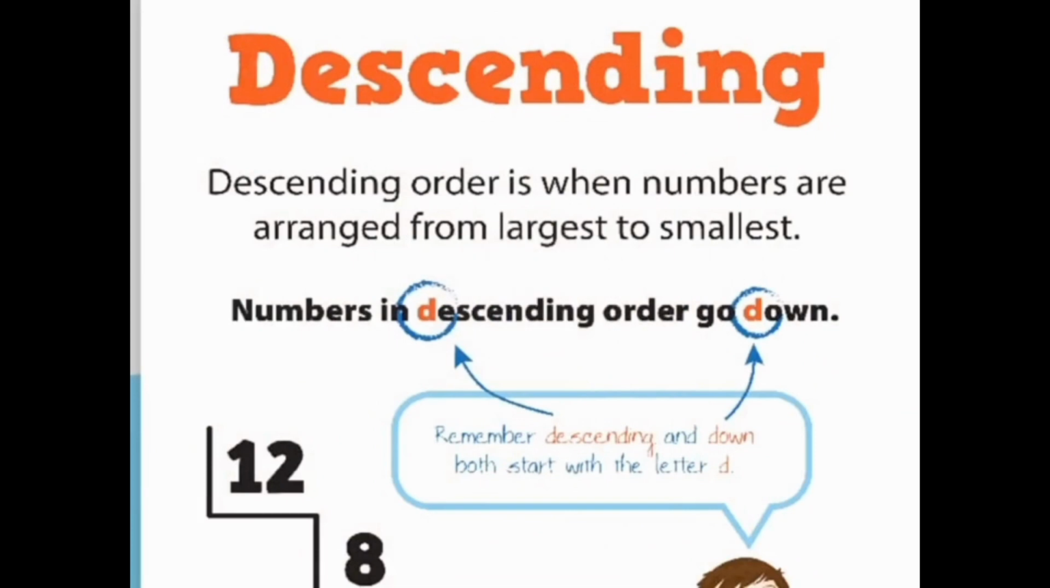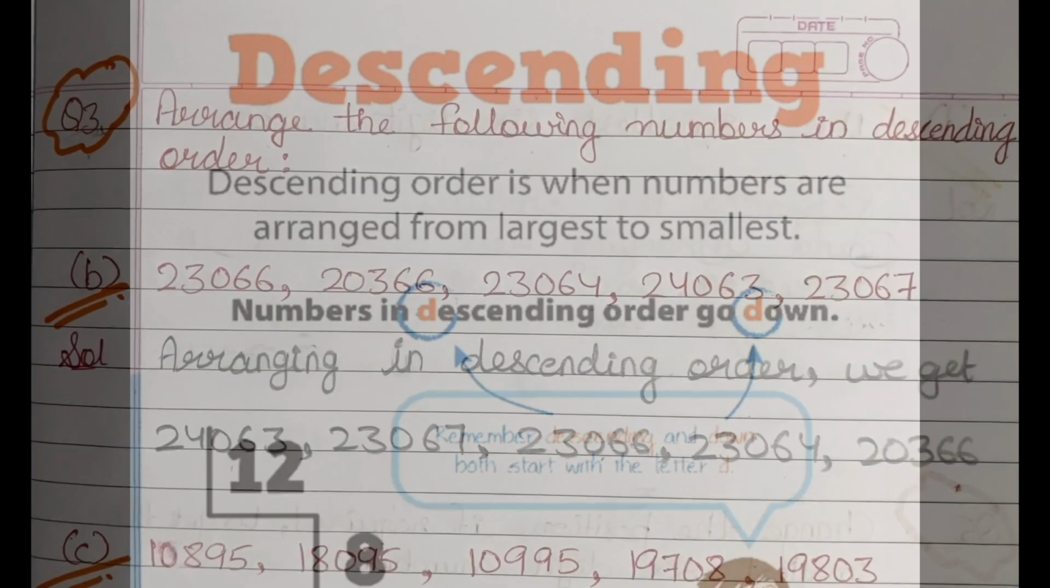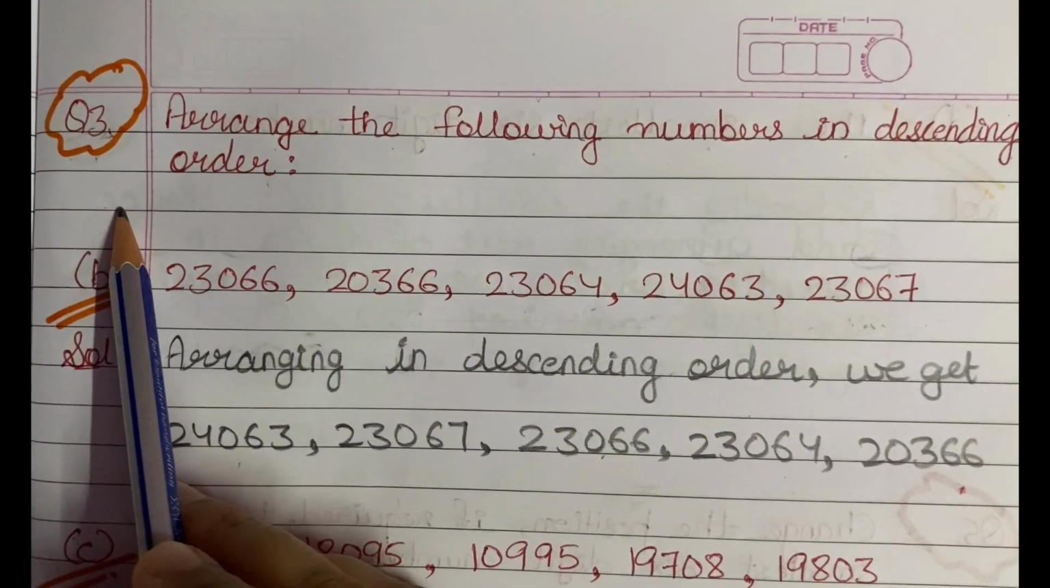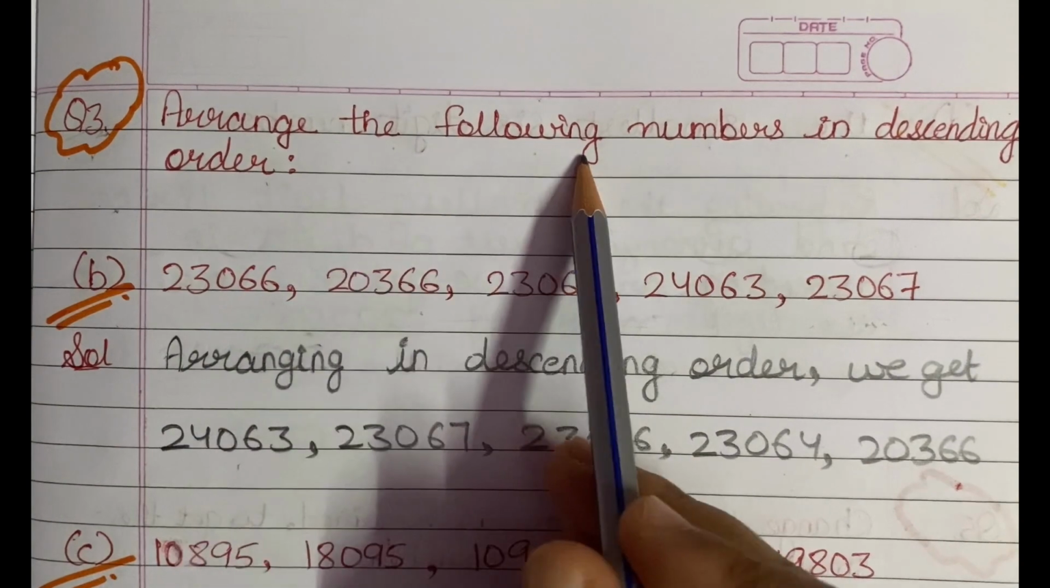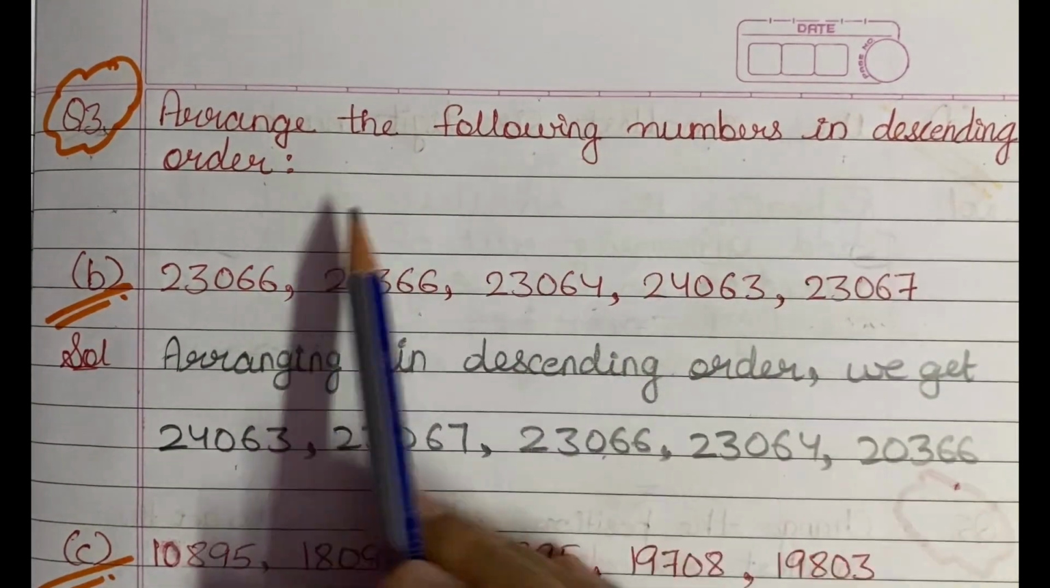Next topic is descending order. And descending order is when numbers are arranged from largest to smallest. Numbers in descending order go down. And you have to remember that descending and down both start with the letter D. Next is question number 3, and question number 3 says that arrange the following numbers in descending order.